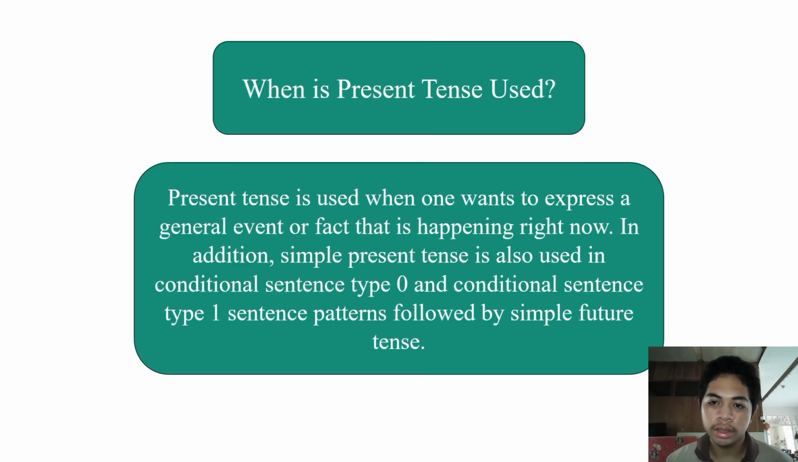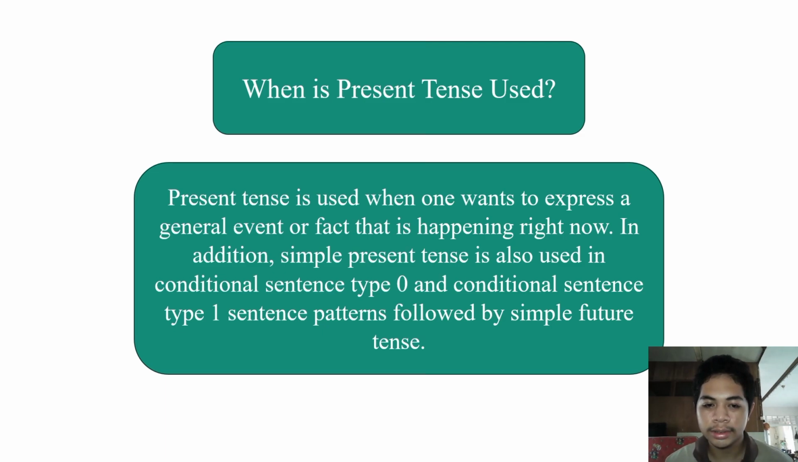When is present tense used? Present tense is used to express a general event or fact that is happening right now. In addition, simple present tense is also used in conditional sentence type 0 and conditional sentence type 1. Sentence patterns follow by simple future tense.